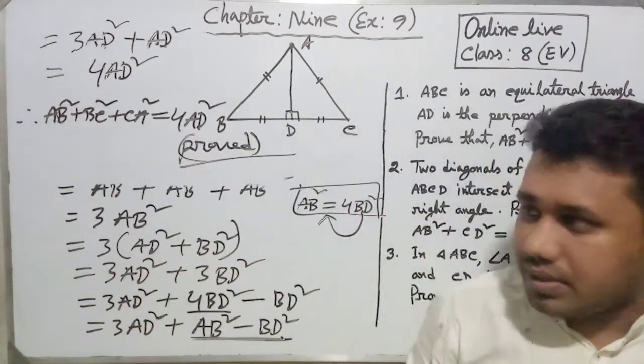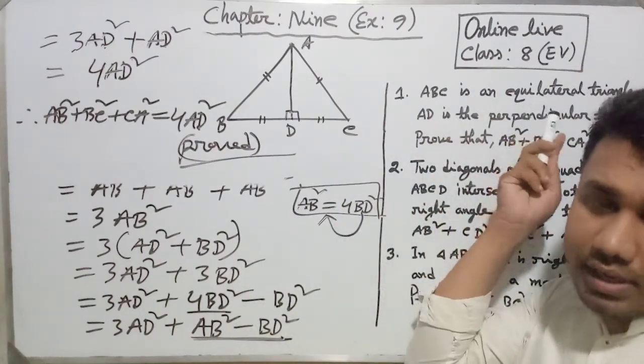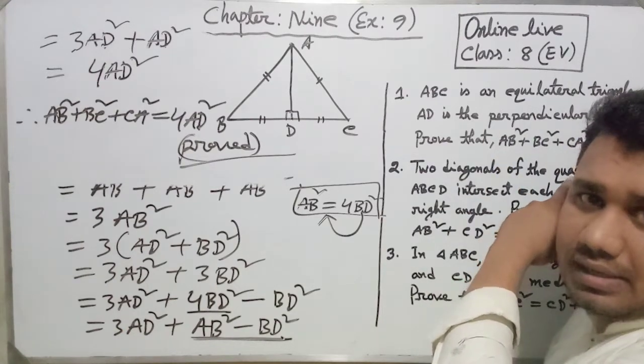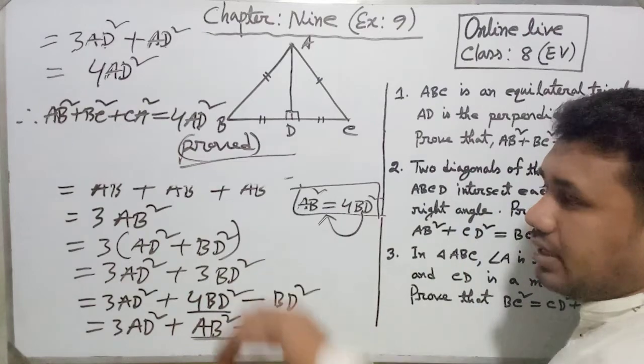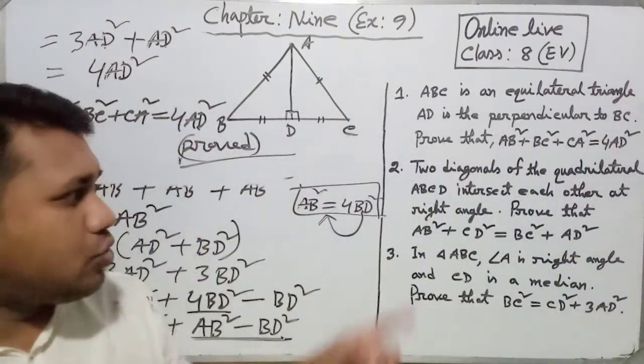Very simple, dear students. But at first you have to change your question. It will be equilateral triangle. But in your math book it is written ABC is a right angle triangle. At first you have to correct. Then now dear students, we can go to problem number 2.